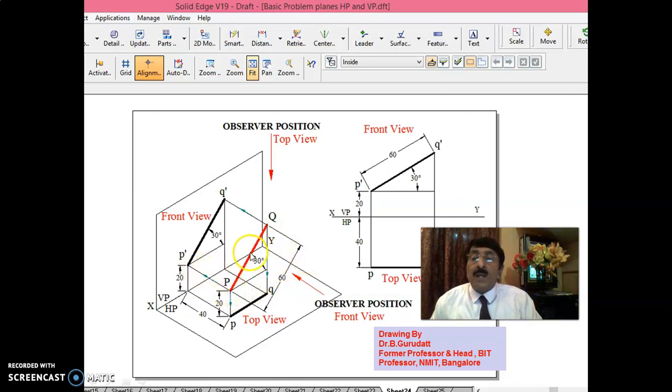In that way, these are all the problems related to midpoint problems, where M is the midpoint between P and Q. In the next session, we will be doing midpoint problems only.